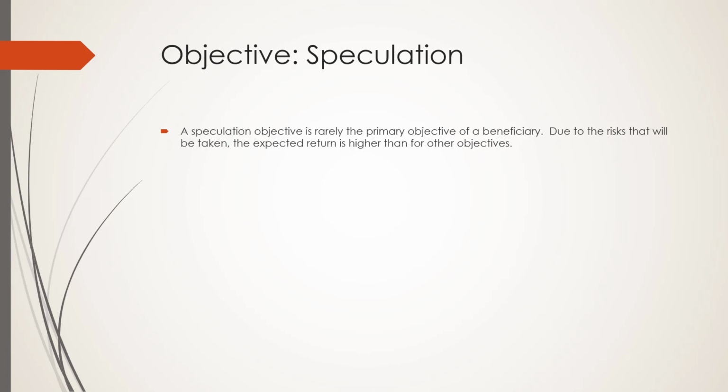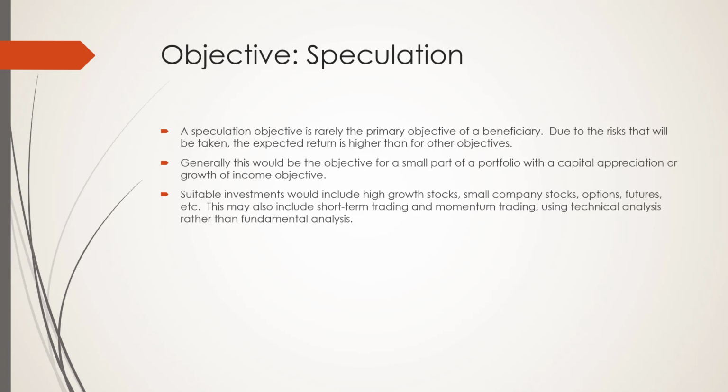Instead, we sometimes take what we'll talk about in a second called a portfolio splitting approach, where we might saw off a tiny portion, maybe 5% of the portfolio, and invest it with a speculative objective. So we might take that 5% and put it in highly risky stocks, or we might invest in futures contracts or other such things. So suitable investments here: high growth stocks that don't pay dividends, small company stocks, options, futures, these kinds of things.